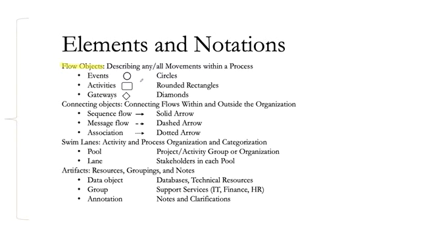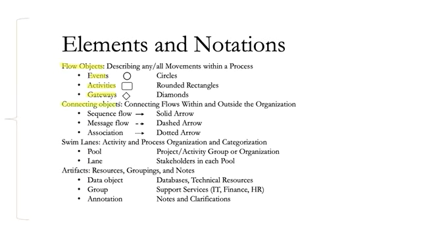Something is happening, and you've got events, which are shown as circles. You have activities, which are depicted as rounded rectangles. You have gateways, which are depicted as diamonds. So once again, these are all three types of flow objects: events, which are circles; activities, which are rounded rectangles; and gateways, which are diamonds.